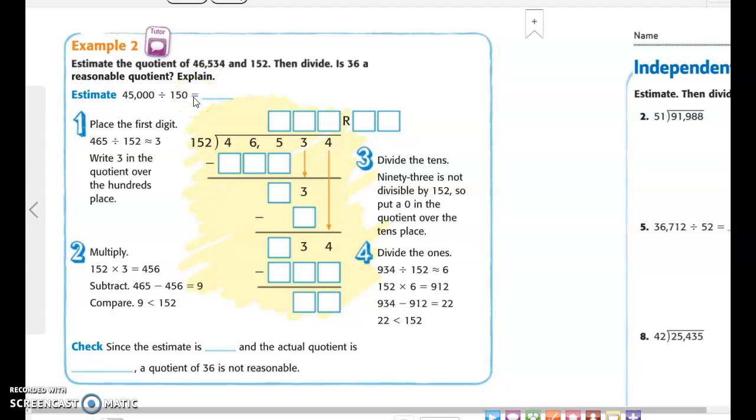Okay. So this is asking us two things. Just like the first one, we can find a reasonable answer by estimating first, and then we need to divide. So let's go ahead and estimate. Let me grab my pen.